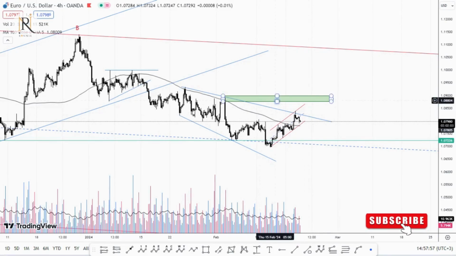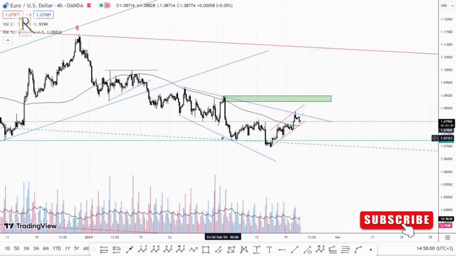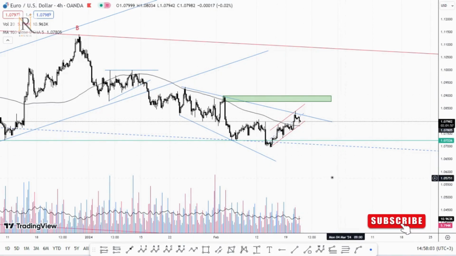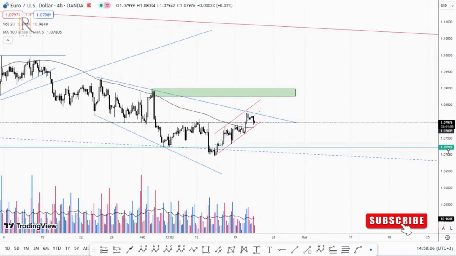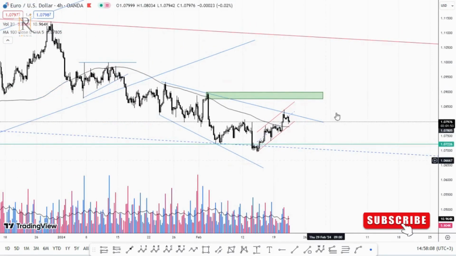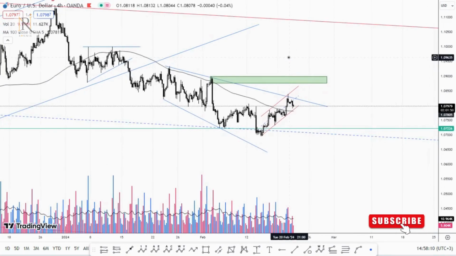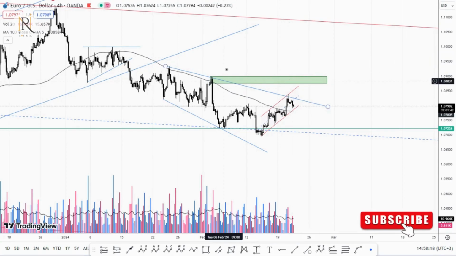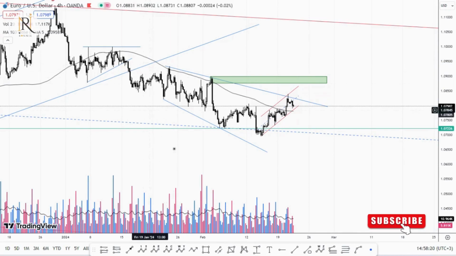Where we are currently, what I'm still looking at is a continuation of this downtrend. So the question becomes, at what point is it best to get in on this market, that is Euro USD? The best point to get in on this market is to look at it in a broader perspective.